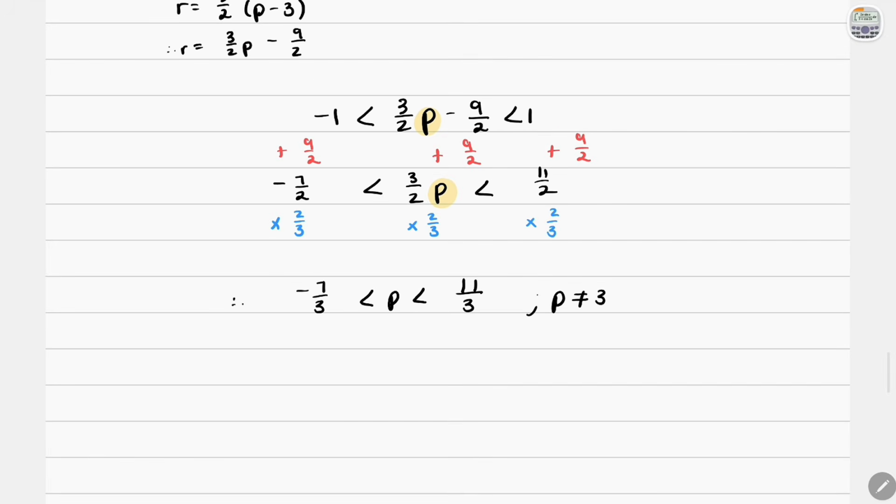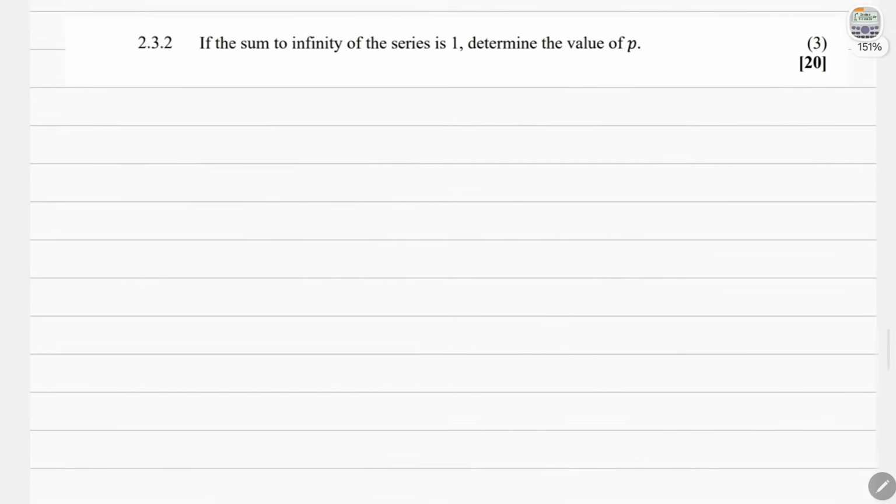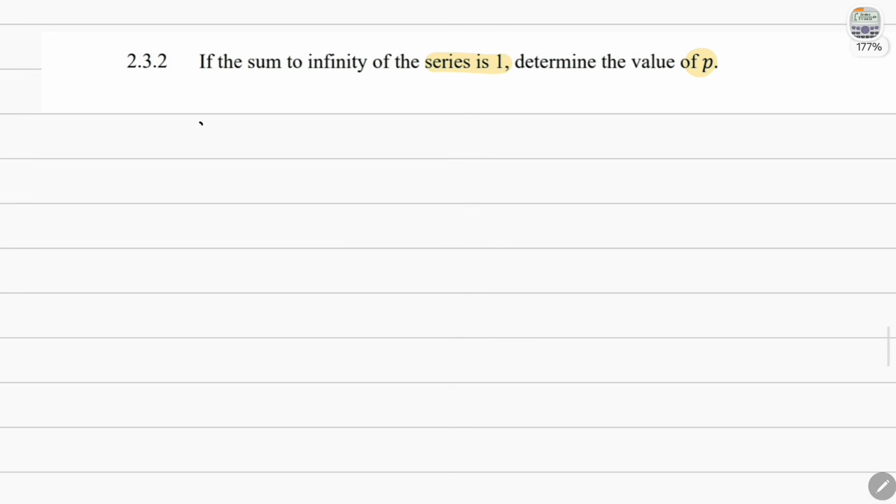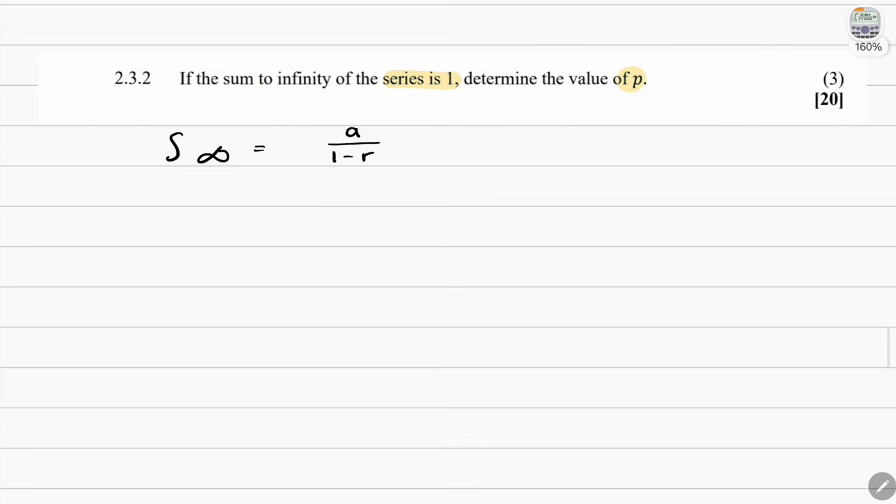Moving on to the next question. Question 2.3.2 says, if the sum to infinity of the series is 1, determine the value of p. So the sum to infinity is 1. For the sum to infinity, the formula is a over 1 minus r. So we just need to find a, and we already know what r is in terms of p, and we know that the sum to infinity is equal to 1.